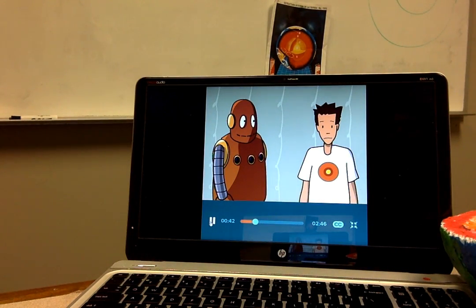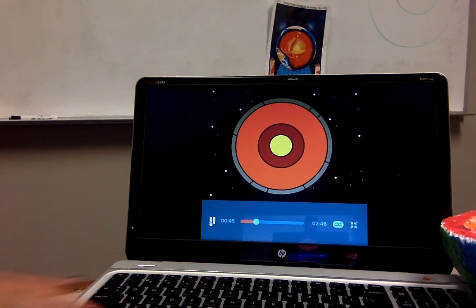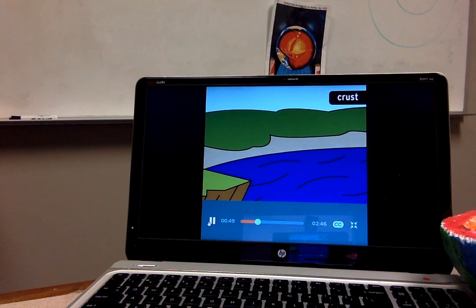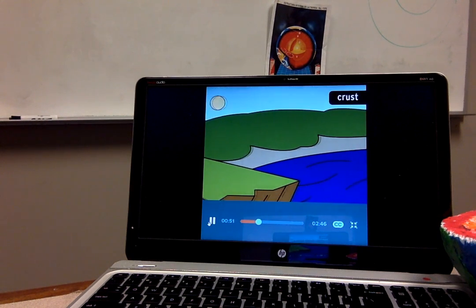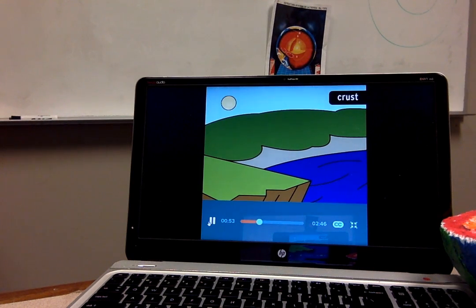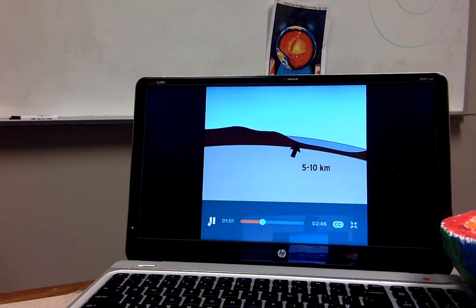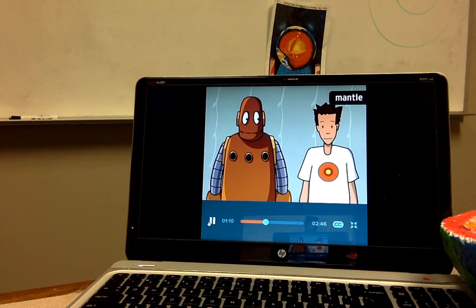The Earth has three basic layers: the core, the mantle, and the crust. The crust is the part of the Earth we live on. We can only see the very top layer of the crust. Underneath all that grass and dirt and sand and water and stuff is a layer of hard rock. The crust is about 5 to 10 kilometers thick in the ocean basins and 35 to 70 kilometers thick in the continents. Below the crust, you'll find the mantle.